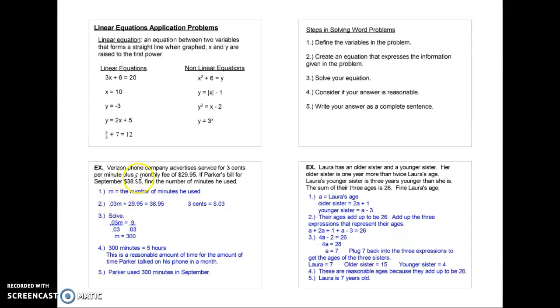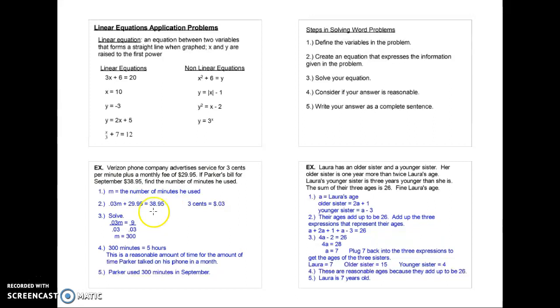But then you also have a monthly fee of $29.95. So every month you're paying at least $29.95, no matter how many minutes you use. Okay? So I have 0.03m plus that monthly fee of $29.95. Then equals, because I'm making an equation, so I need equals something, equals my total bill. Okay, and Parker's total bill was $38.95. That was step number 2, creating the equation.